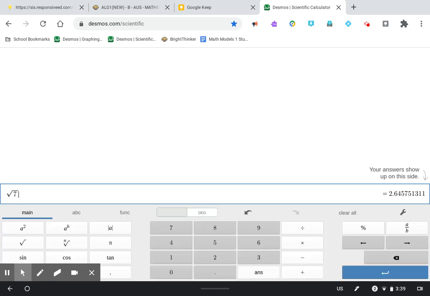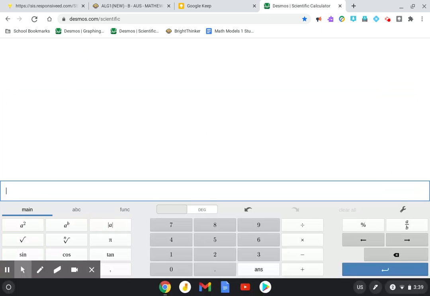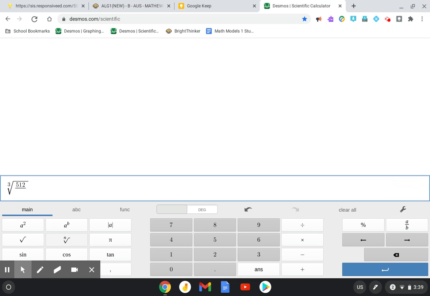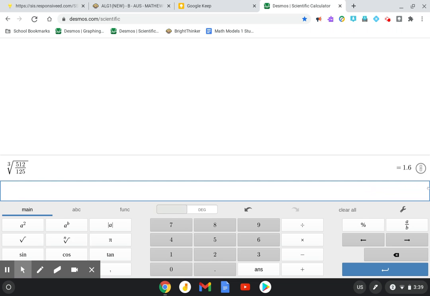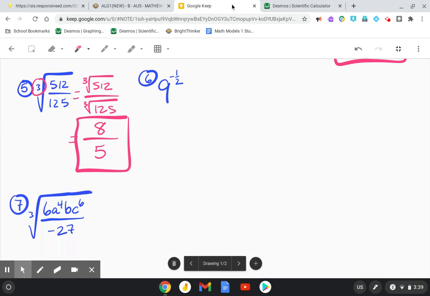Now, the other thing you could do, you can hop over here to Desmos, and we can do this in our calculator. So we can do the nth root, we can do 3 and then click the nth root, and sorry about that, third root of 512 divided by 125, and then we can convert that into a fraction and we see it is 8 over 5. But knowing your roots is probably the easiest way to do this.